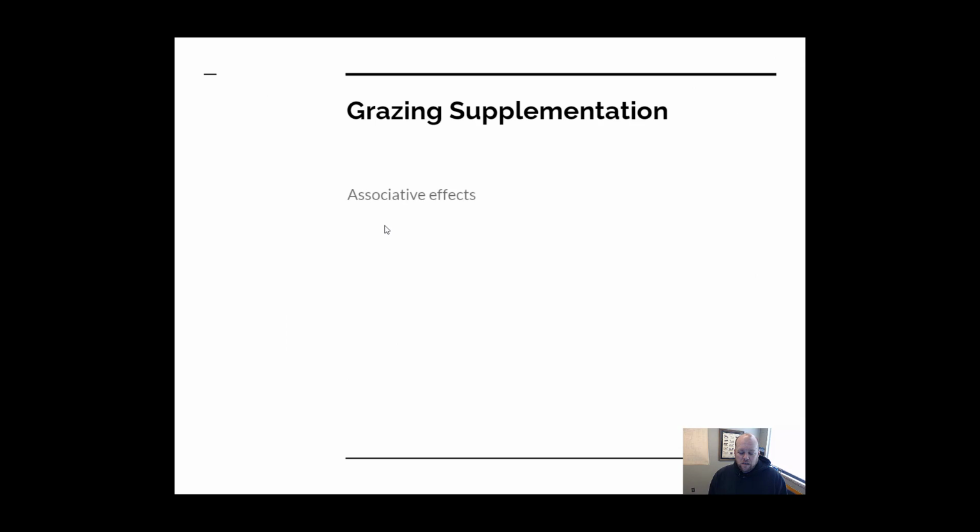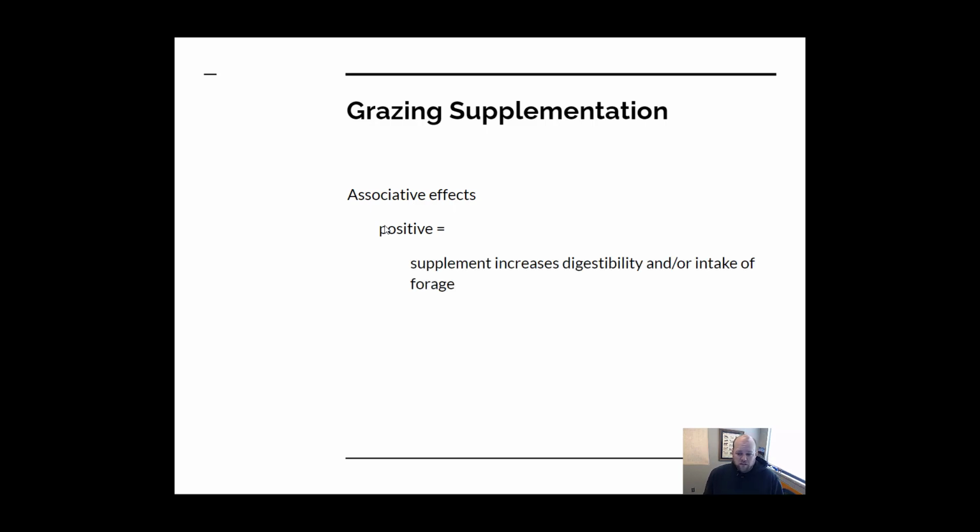What we're talking about in this presentation are called associative effects in nutrition. You can have a positive associative effect, and you can have a negative associative effect. An associative effect is basically one part of the diet having an effect on the other part of the diet that it's fed with, like two components of the diet interacting.